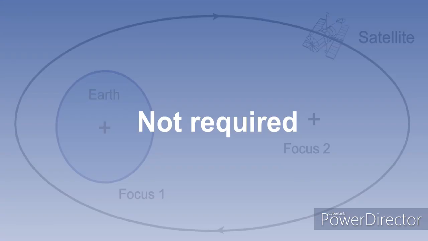There is a third law which states that the square of the satellite's orbital period is proportional to the cube of its average distance. But we do not need to go into detail about this law.